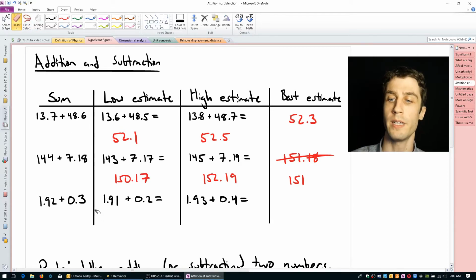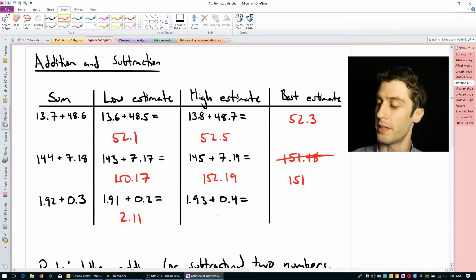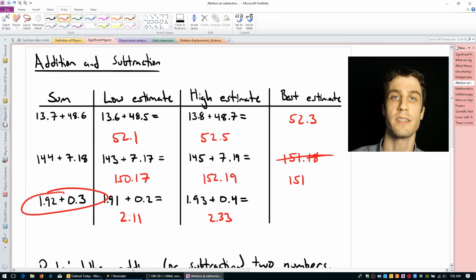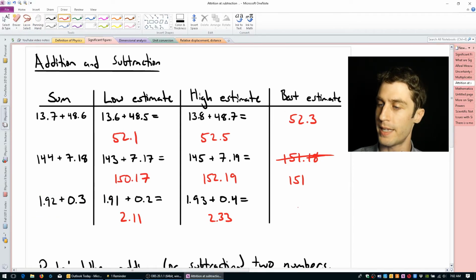1.92 plus 0.3. Note that this has three significant figures. This has just one significant figure. Let's see what the result is. That could be 1.91 plus 0.2, so that's 2.11. Or it could be as large as 1.93 plus 0.4, which is 2.33. And for our best estimate, we'll take the original two numbers and add them together. And we get 2.22.